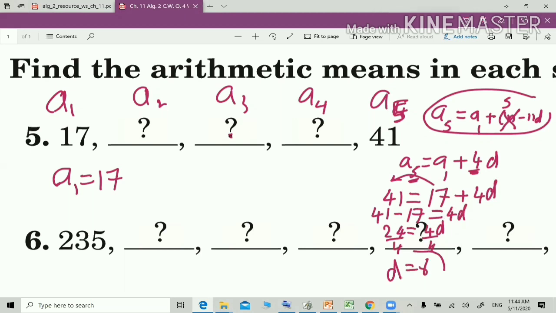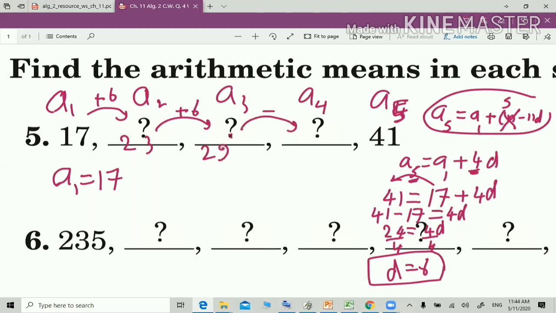Now we got D. If you know D, you can add 6. Look, add 6, it will be 23. Add 6, 23 plus 6 is 29. Add 6, 29 plus 6 is 35. Now we got the arithmetic means. We completed the sequence. Okay?